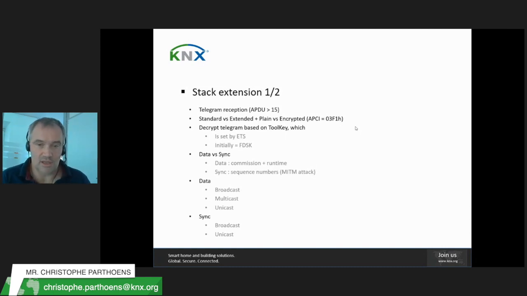In standard, it will probably not be very likely. It would maybe be a group value with a 1-bit data point, let's say. Then this could happen, of course. But most of the encrypted telegrams are, of course, extended telegrams. So how can you distinguish them? You just need to look for the APCI, the very specific 03 F1 hexadecimal. Then you know that the telegram is an encrypted telegram.